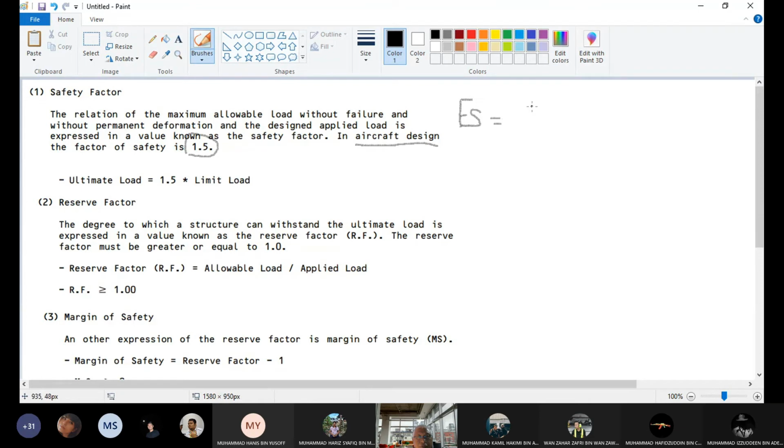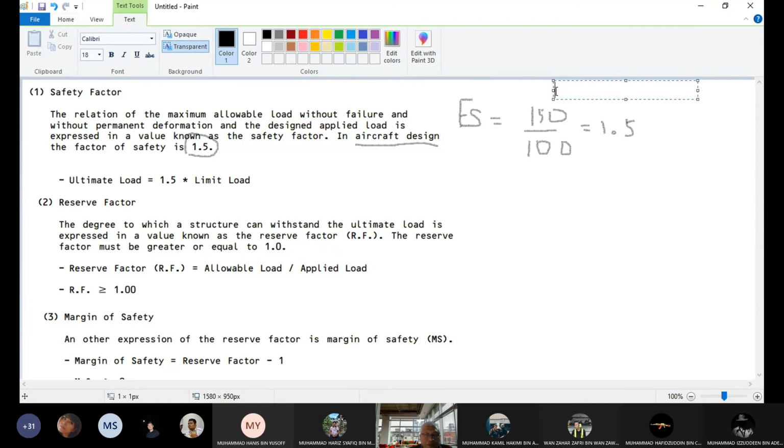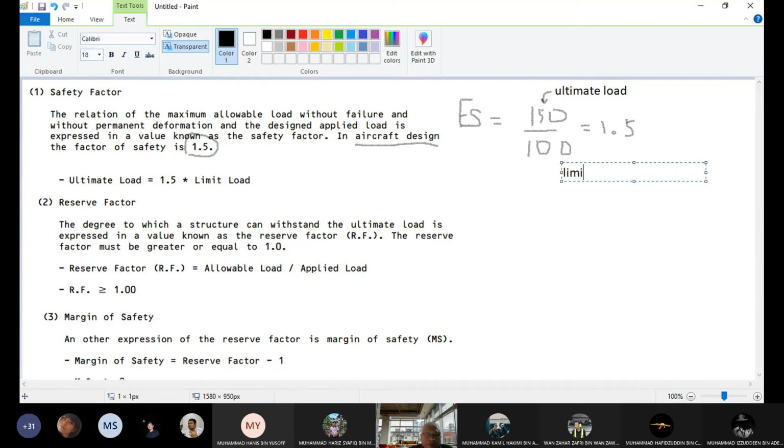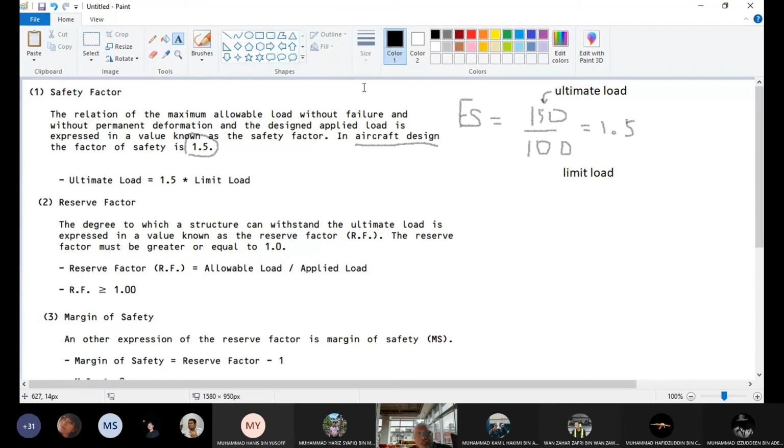Let me put some numbers first. 150 over 100 equals 1.5. So let's imagine you have 150 over 100, you get 1.5. What is 150? 150 is the ultimate load. What is 100? 100 is the limit load.